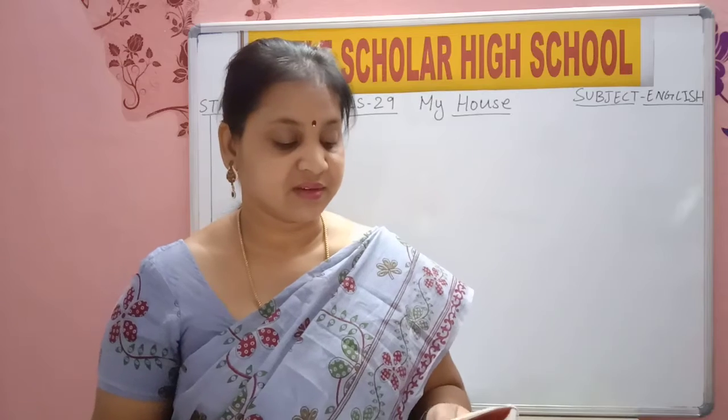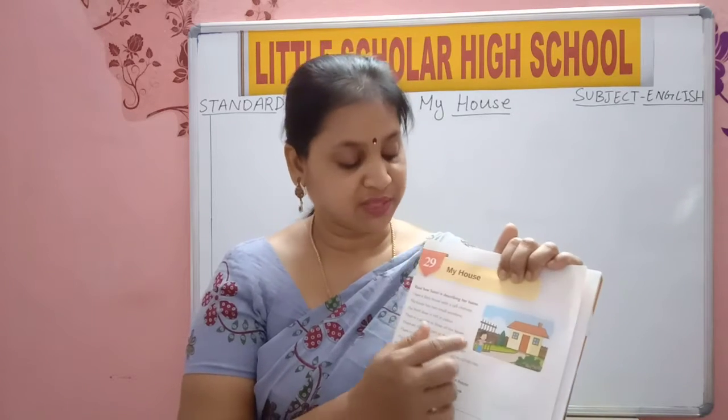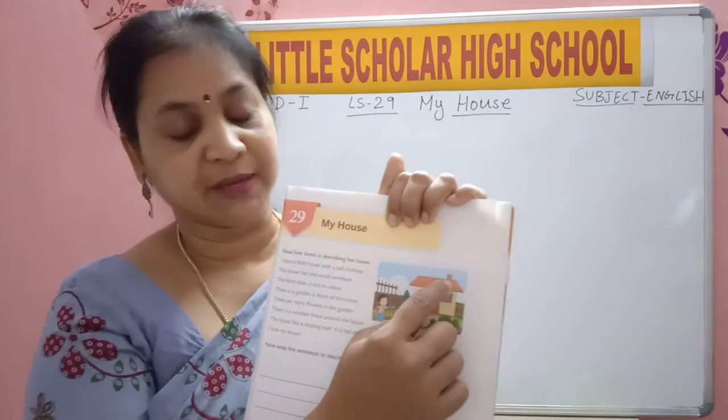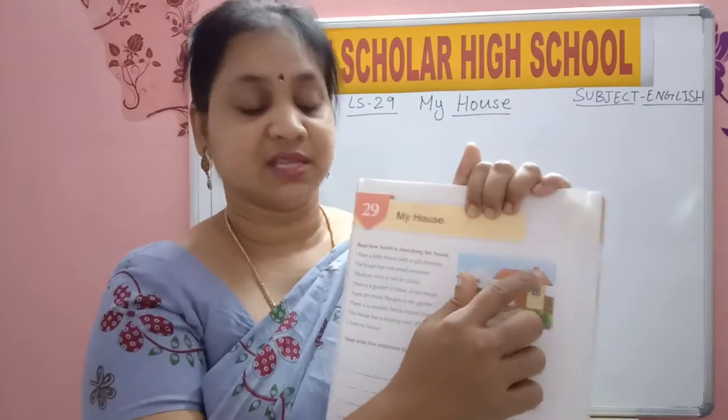First sentence. I have a little house with a tall chimney. What is she saying? I have a little house means small house. How is the house? It's a very big building? No, small house. She is saying that I have a small house, little house with a tall chimney. See the chimney up? Yes, chimney. So she is saying that I have a small house with a tall chimney.